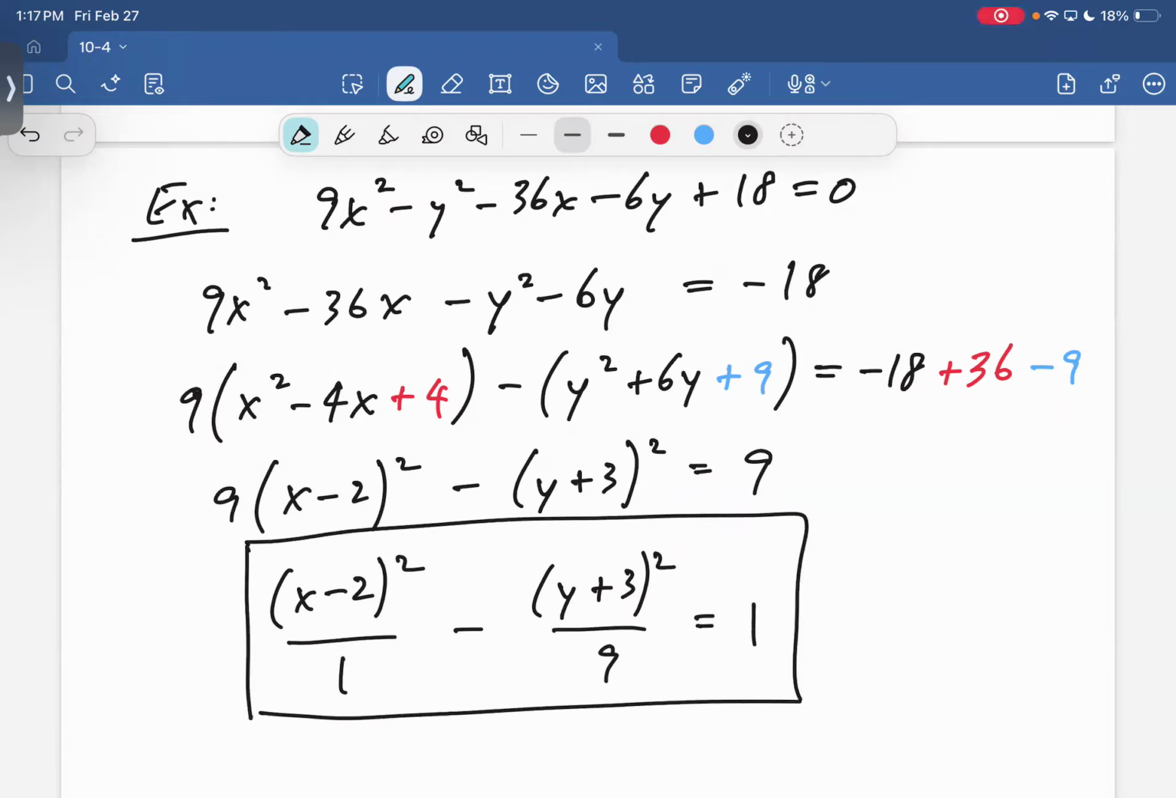Okay, and then you'll be able to find the center, vertices, foci, and equations using this information. Just make sure to pay attention whether it's a horizontal or vertical hyperbola. Otherwise, you'll get it wrong. Pay attention whether it's a horizontal or vertical hyperbola, because that will influence which equation you use, right?